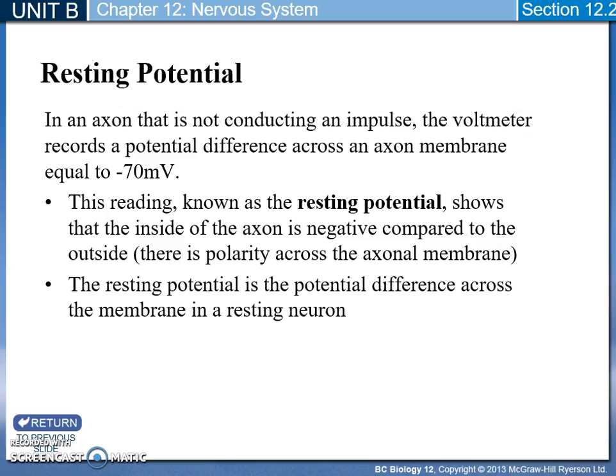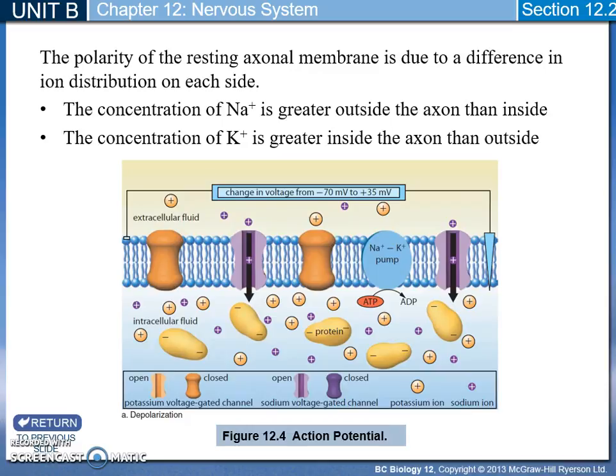So this reading is known as the resting potential, and it shows that the inside of the axon is negative compared to the outside. So there is a polarity across the axonal membrane, and the resting potential is the potential difference across the membrane in a resting neuron. So the polarity is being shown here. You have a greater number of negatively charged molecules inside the axon than you do outside. And so we have an excess of positively charged ions in the extracellular fluid of the axon.